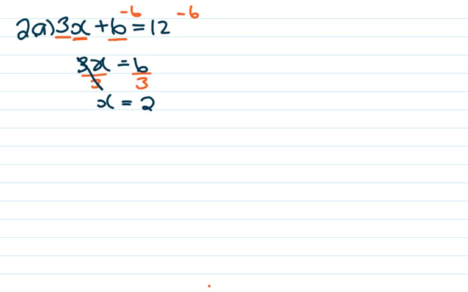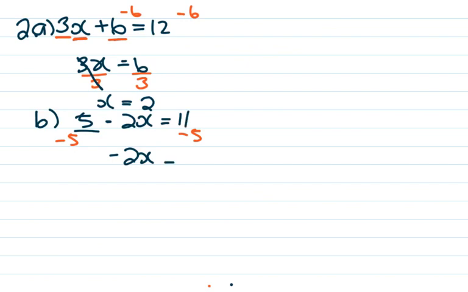So that was A. B is 5 minus 2x equals 11. So to get rid of this 5, I'm going to subtract 5 from both sides. So 5 minus 5 is 0, so it's negative 2x equals 11 minus 5 is 6. Divide both sides by negative 2. And now I have 6 divided by negative 2 is negative 3.